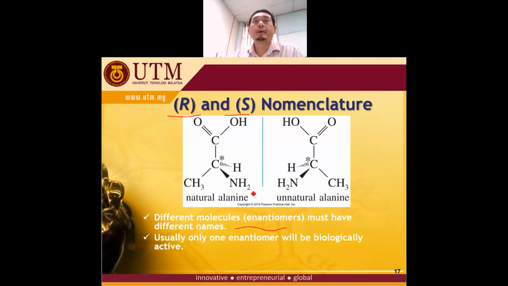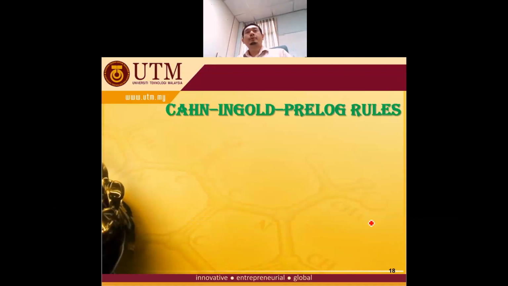For example, alanine: this is the natural alanine, and this is the mirror image, the unnatural alanine, which we can synthesize in the lab. For configuration we use the R and S system.